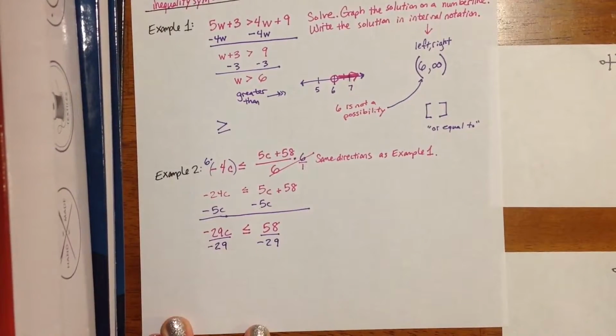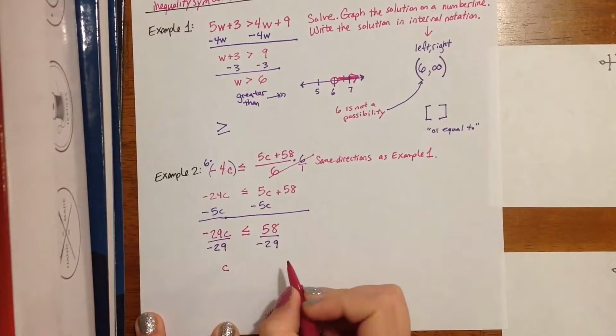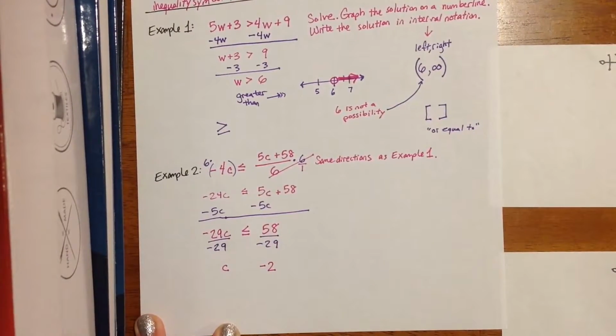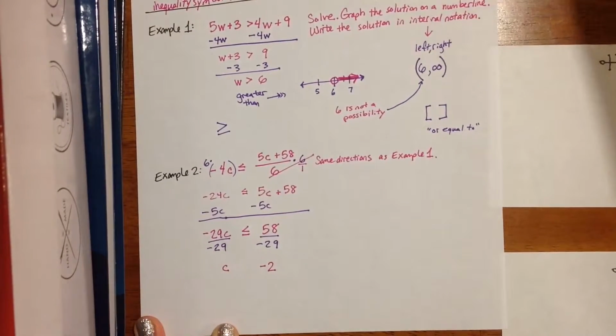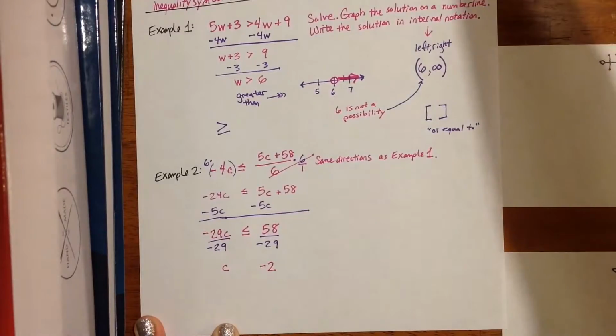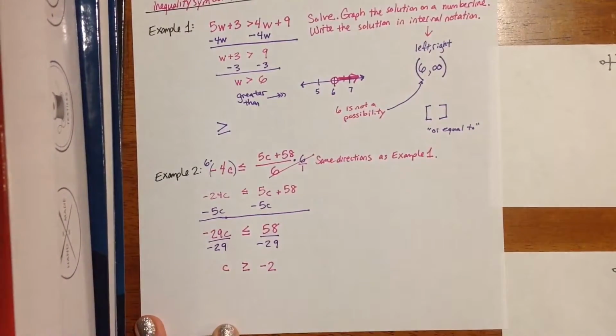When I do that, I get my single c all by itself. And I get over here a -2, just like I normally do that math. But now, because it is less than or equal to, but I divided by a negative, I am now going to have greater than or equal to in the middle. So my final answer in inequality form is c is greater than or equal to -2.